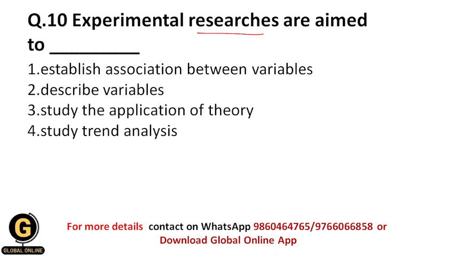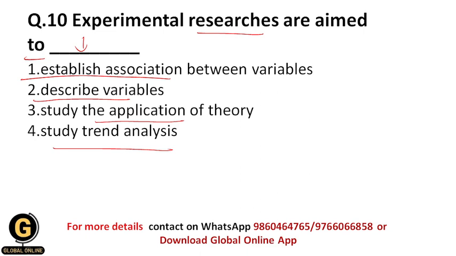Experimental researches are aimed to. So what is the aim of experimental research methods? Establish association between variables, describe variables, study the application of theory, or study trend analysis. It means that what is trending in the market, and we are going to study those trends, okay, in the market. So we are going to analyze the data over here in the trend market, okay.